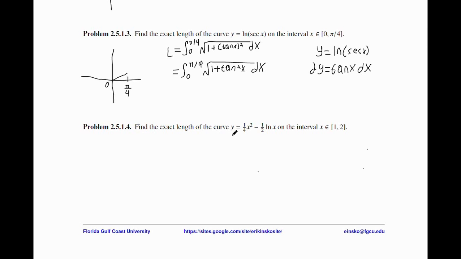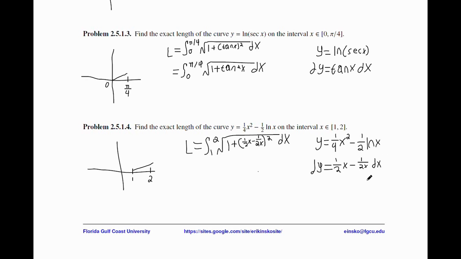Find the exact length of the curve y equals 1/4 x squared minus 1/2 ln of x on the interval x from 1 to 2. So the graph for this should look something like this. And now we need to take the derivative of y equals 1/4 x squared minus 1/2 ln of x. 2 times 1/4, and since the derivative of ln of x is 1 over x, the derivative you should get is dy equals 1/2 x minus 1 over 2x dx.